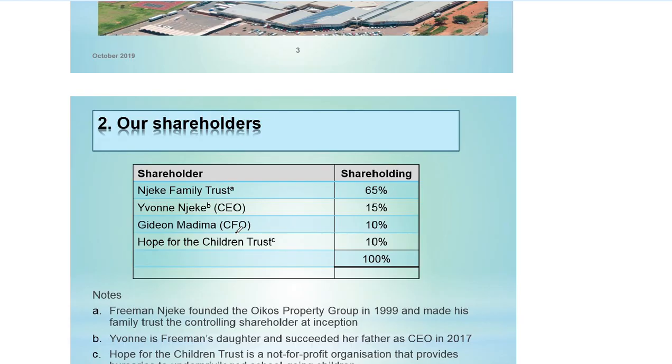If you're looking at the company, you can see that the majority shareholder, in terms of percentage, is Njeke Family Trust. And we are told that more information about Njeke Family Trust we will get under A. And then B, it's Yvonne Njeke, who is the CEO of the company and also owns a 15% shareholding in the company. And then we have Gideon Madima, who is the CFO. The CFO owns 10%. And we have Hope for the Children Trust. And the more information for Hope for Children Trust we will get in C. And they also own 10%.